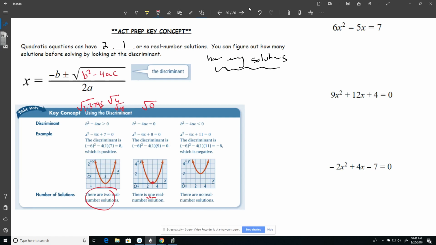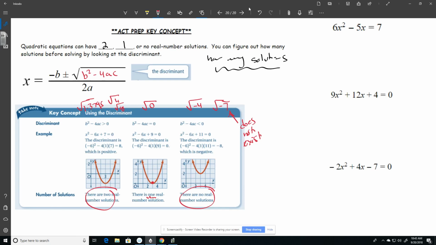If b squared minus 4ac is less than 0, so if you get the square root of -4 or the square root of -7, there are no real number solutions. And that's because in the real world, that does not exist. There's no number multiplied by itself that becomes negative, because a negative times a negative is a positive. So this is impossible in the real world.